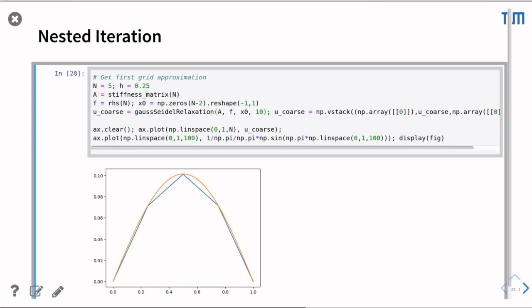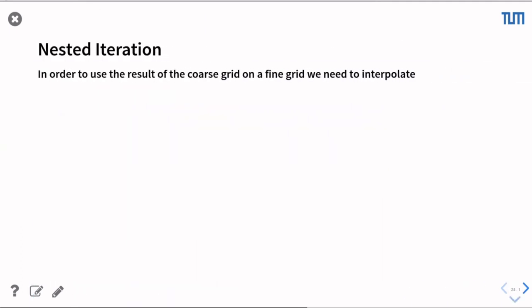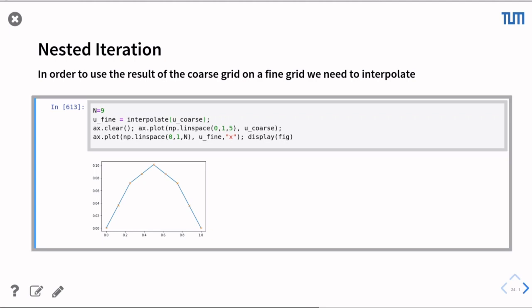So now we've got this solution, and we need to somehow move over to the finer grid with more grid points. So we need to interpolate the solution onto the fine grid somehow, because it currently doesn't live there. For this, we're going to use an interpolate function, which I'll talk about in more detail later. So for now, I'm not showing you the actual function. I'll just tell you it exists. So what does it do?